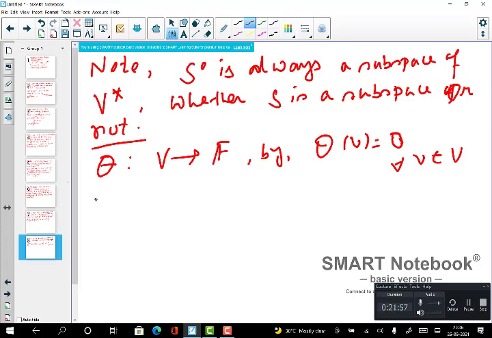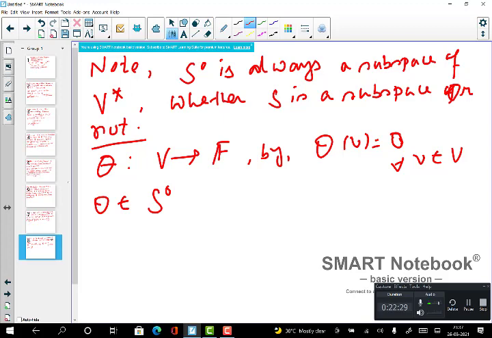So the zero functional always belongs to S naught, right? Because for any S, it doesn't matter, the zero functional sends every element of S to 0. So the zero functional always belongs to S naught. And now what you need to prove is that this is a subspace, so you need to prove closure under addition and scalar multiplication.